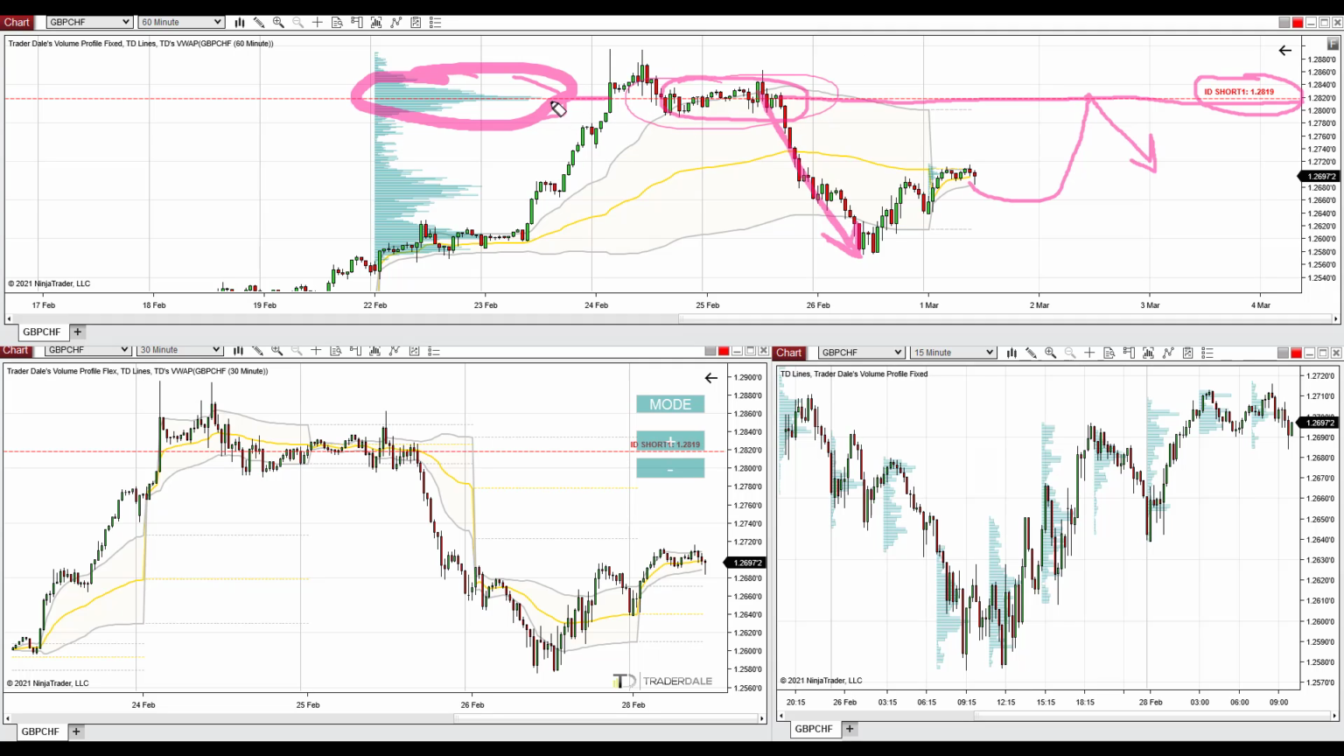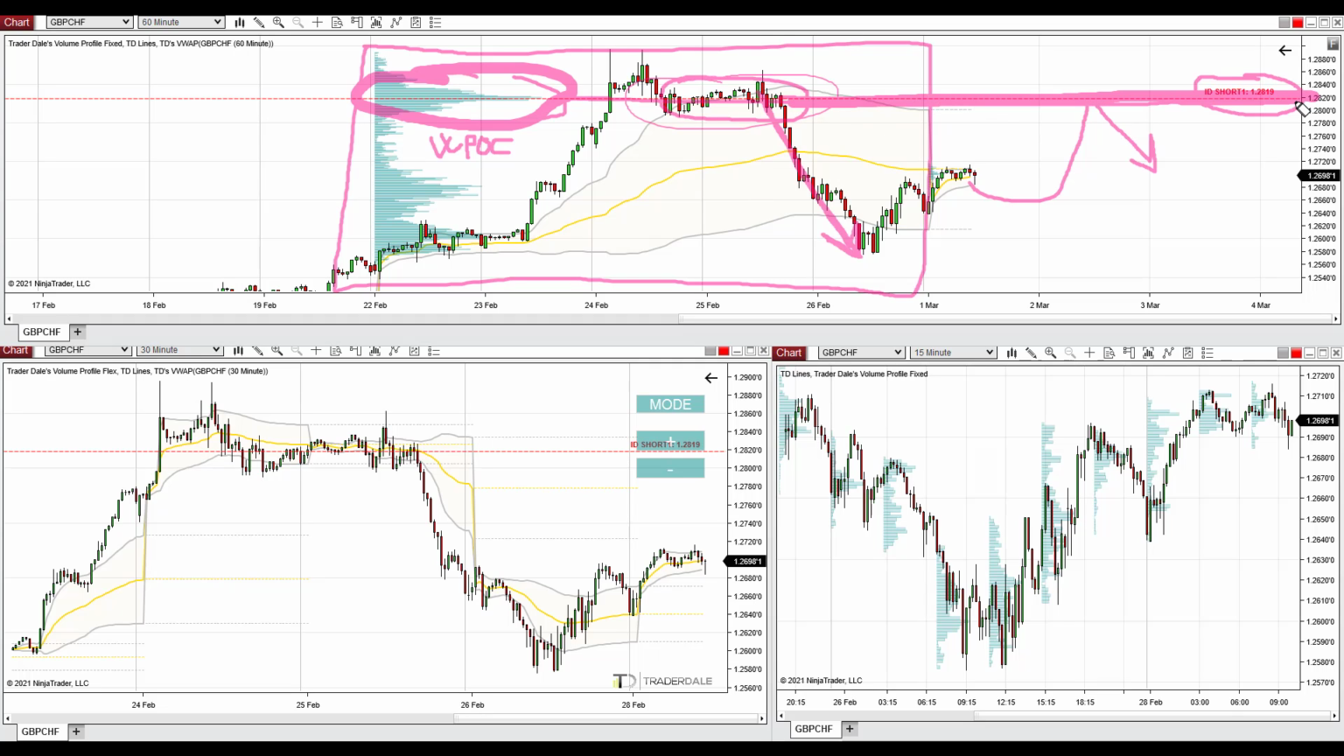This is, by the way, also the weekly point of control, which means that the heaviest volumes throughout this whole week got traded there at this price level. And just by itself, the weekly point of control is a very strong place to trade from, especially if strong buying or selling activity, like in here, starts from there. All right, so that's why I think this level will be a strong day trading resistance.